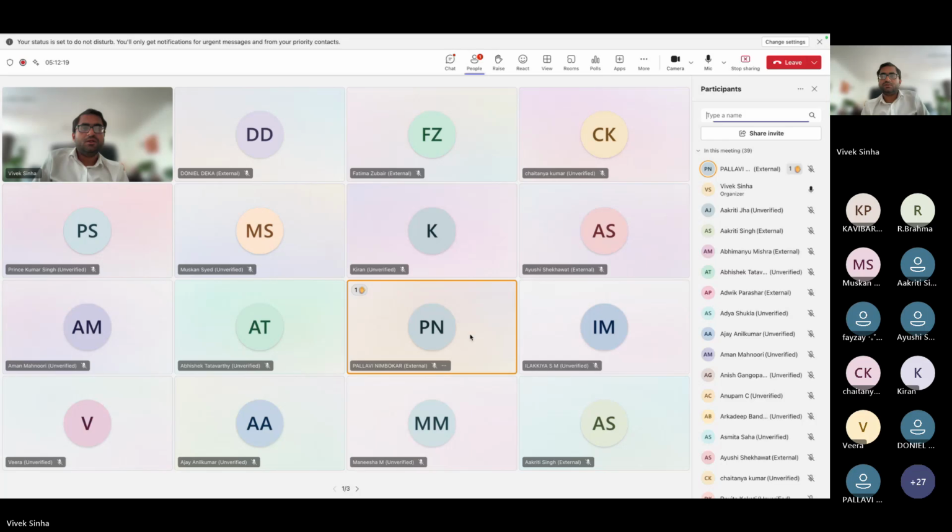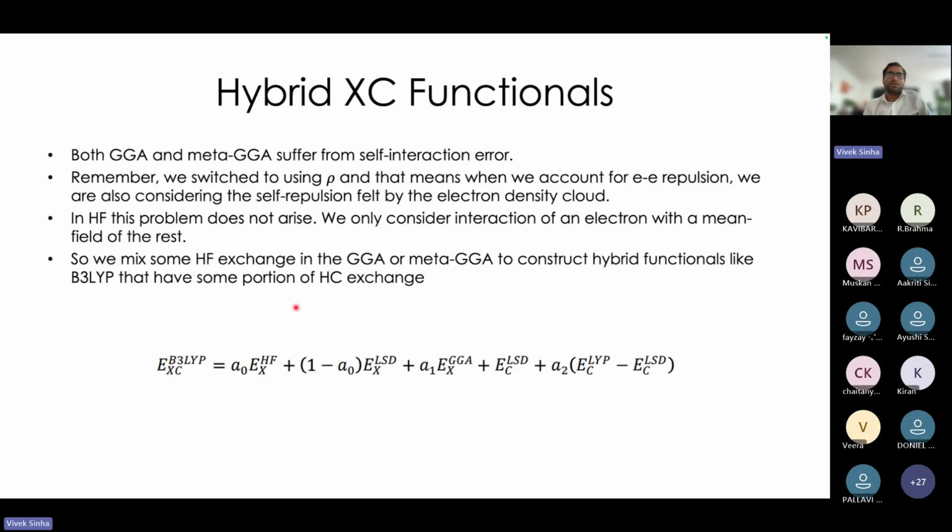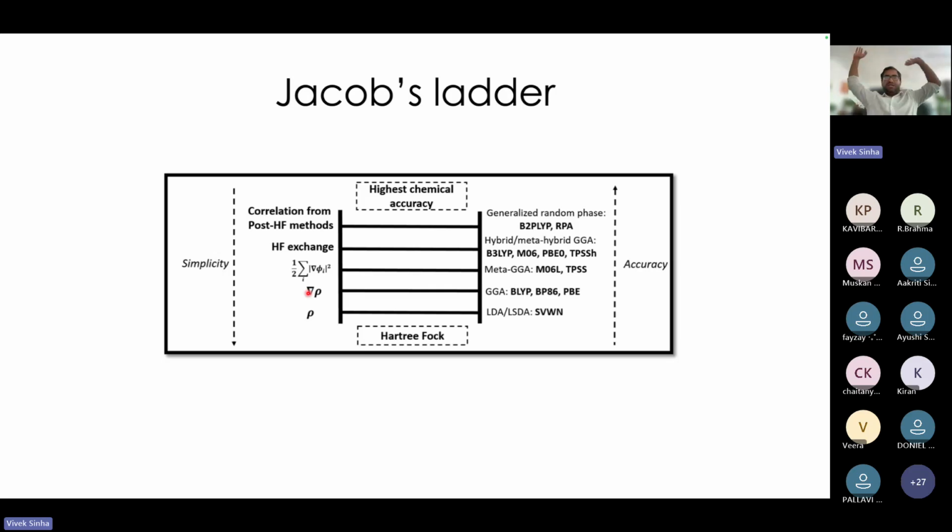Okay. But then we will move ahead to the last theoretical part. So this is the famous Jacob's ladder, which you will come across. At the bottom of this ladder is the Hartree-Fock method, which is considered less accurate, although it's very important for capturing many important effects. As you go up the ladder, you increase the accuracy, but it also comes with complexity and computational cost. If you go down, then you are getting more and more simple.